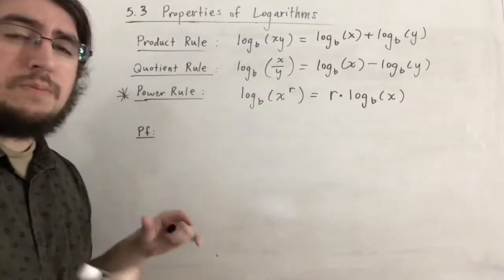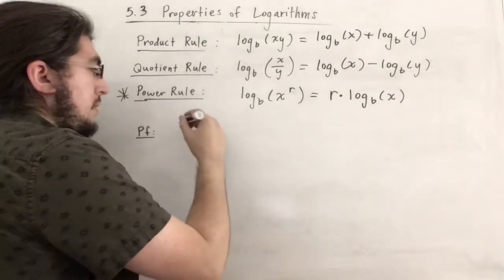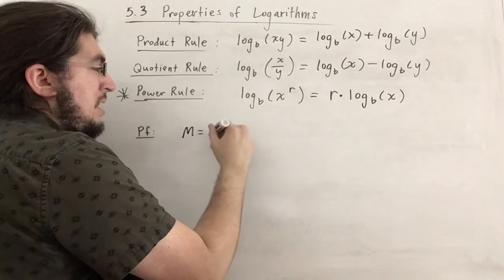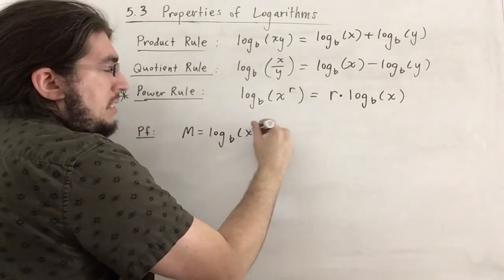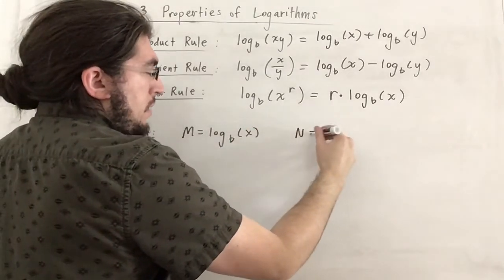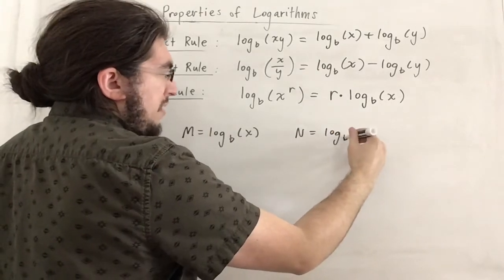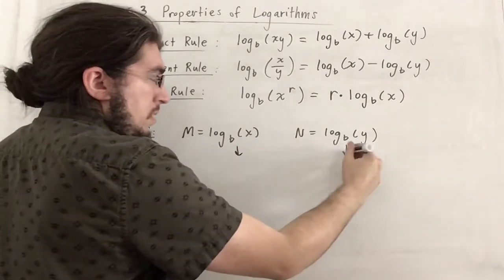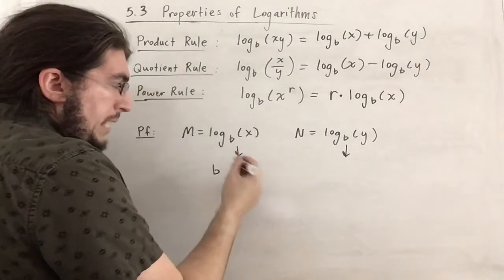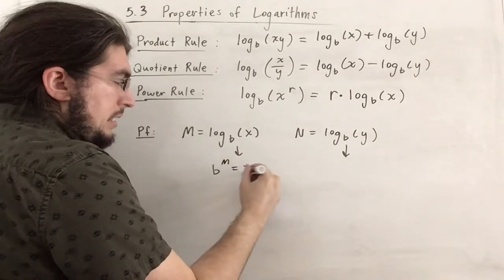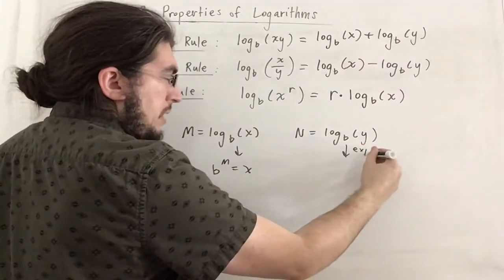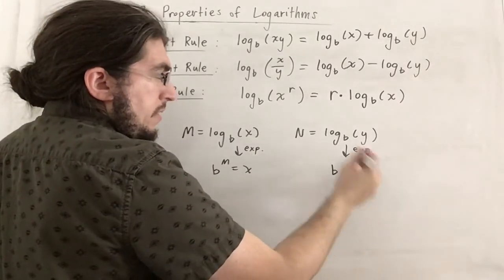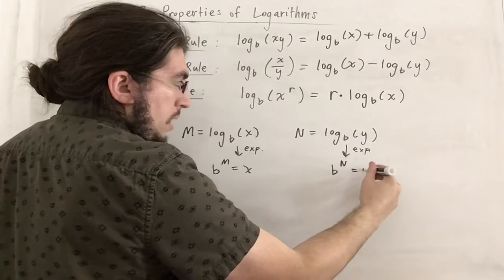So now I'm going to prove each of these, but before I prove them, let me try to establish some language in the proof. I'm going to let m be log base b of x, and I'm going to let n be log base b of y. So with that being said, converting these to exponential form will give me the base b to the power m is equal to x. And converting this to exponential, this base b to that power n is equal to y.